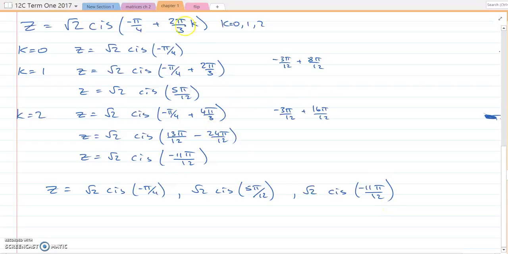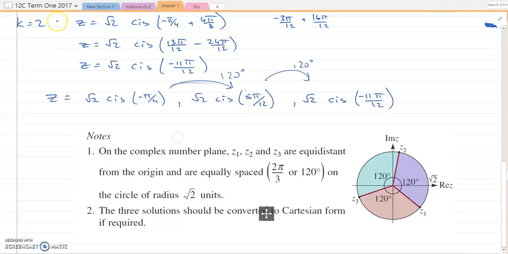This 2 pi over 3 that I added each time is 120 degrees. So I've got one answer, and this one is 120 degrees anticlockwise from it. And this one is another 120 degrees. And then from this one back to the first one is another 120 degrees. So they're all 120 degrees apart.